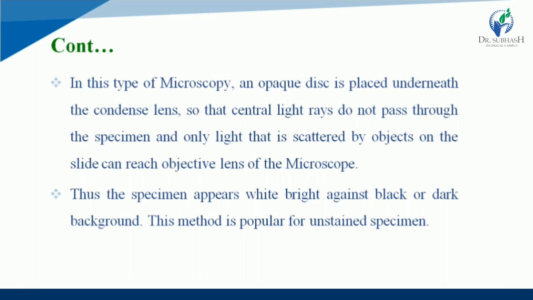So in dark field microscopy, the opaque disc is present below the condenser lens. Central light rays do not pass through the specimen, and light scattered by the object on the slide reaches the objective lens. Thus the specimen appears bright against a dark background. This method is particularly useful for unstained specimens.